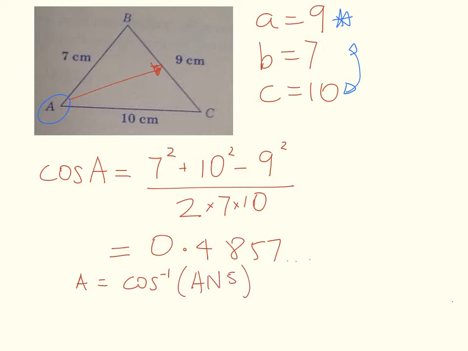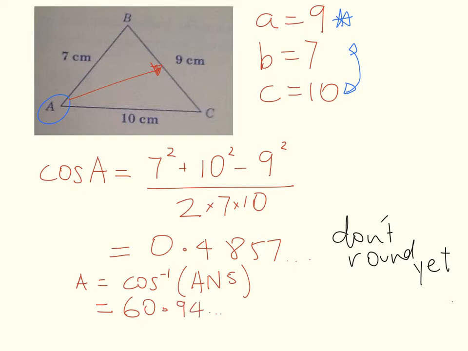Please don't round it. I'll make note of that. Don't round yet. We'll round at the end once we actually have the angle. If we put in the inverse cosine of 0.48 or 49, we're going to get a slightly different answer as if we use the exact value. So if we do that, what we end up with is A equals 60.94 and so on. And I'm going to call that 60 degrees and 56 minutes to the nearest minute.